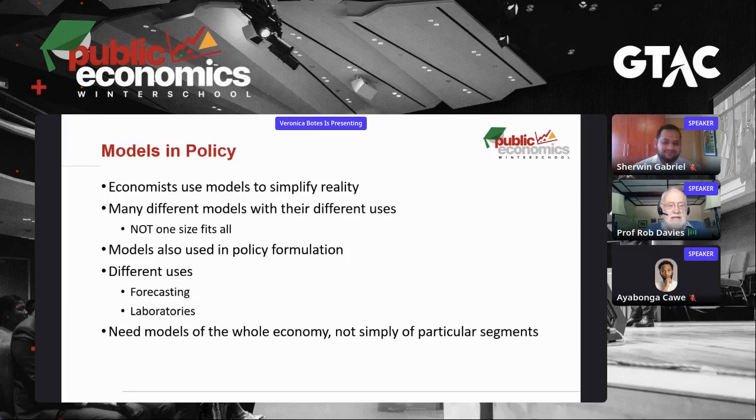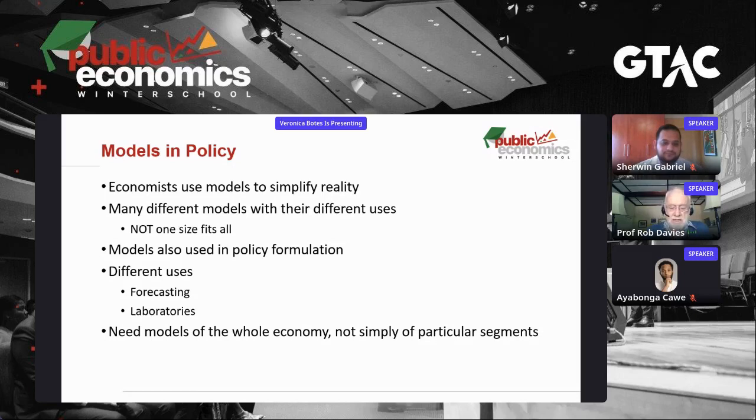Okay, so as people know, economists use models. One could say it's their central tool to simplify reality so that they can understand reality. And there's a lot of discussion about what are appropriate models and how do you test whether they're appropriate. There are a wide range of models available. It's not the case that we have one model that fits all, one size fits all. A wide range of models are available to economists, and these models are used in the policy environment.